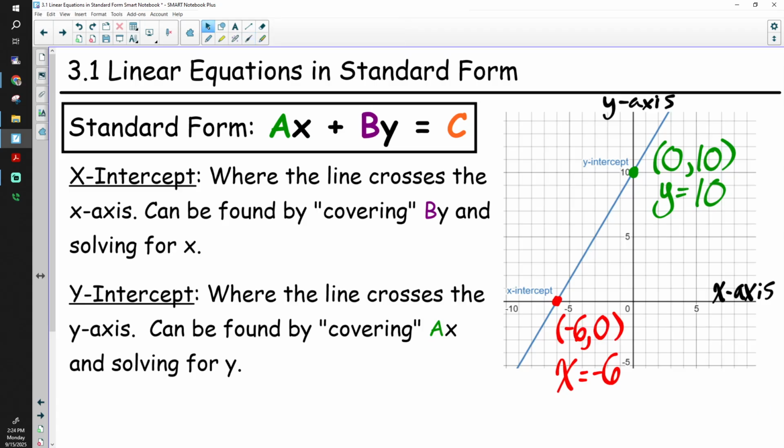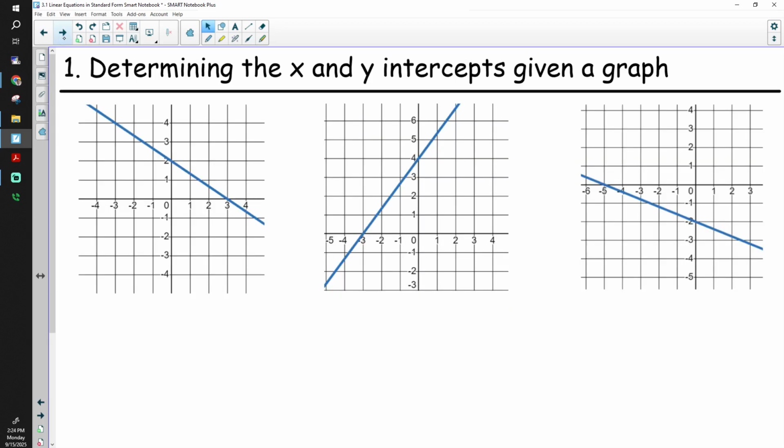So, it's easy when you're given a graph, isn't it? You just look at the picture. Are we always going to get a graph? No. Actually, most of the time, what are you given? You're given the equation instead of the graph. So let's look at the... Oh, not yet, actually. We're going to do practice.